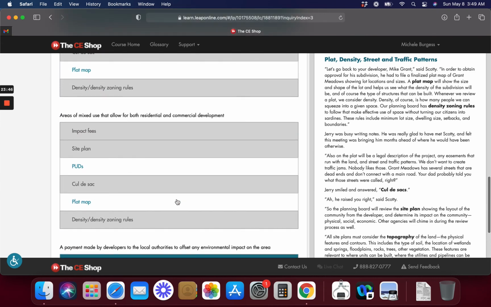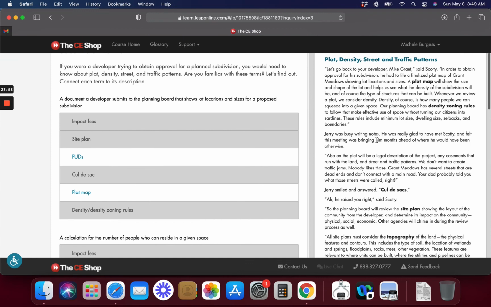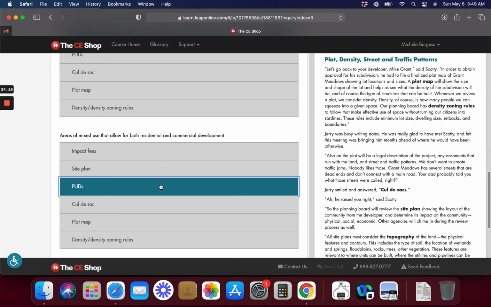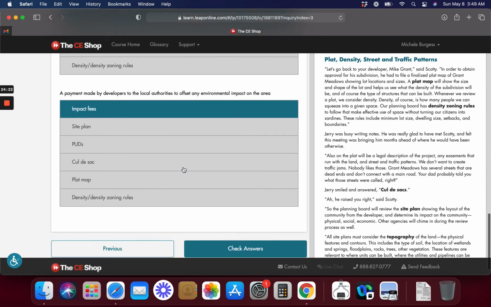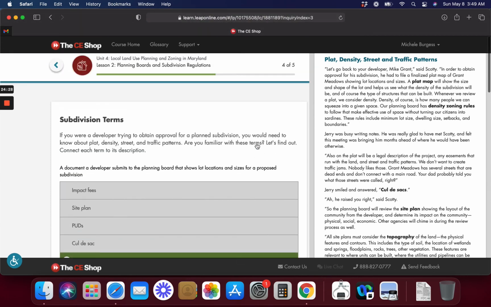All right, let's look at this. This area that's mixed for residential. What's plat map? Density of the lot. So let's go up here. Wait, this is a trick one. Let me see if I see anything on plat map. Shape and size of a lot. So I'm thinking that's plat map here. And this is not how the test is going to be broken down, by the way. It's probably going to be multiple choice. But it's okay. All right. Good job. That was a little tougher than expected.